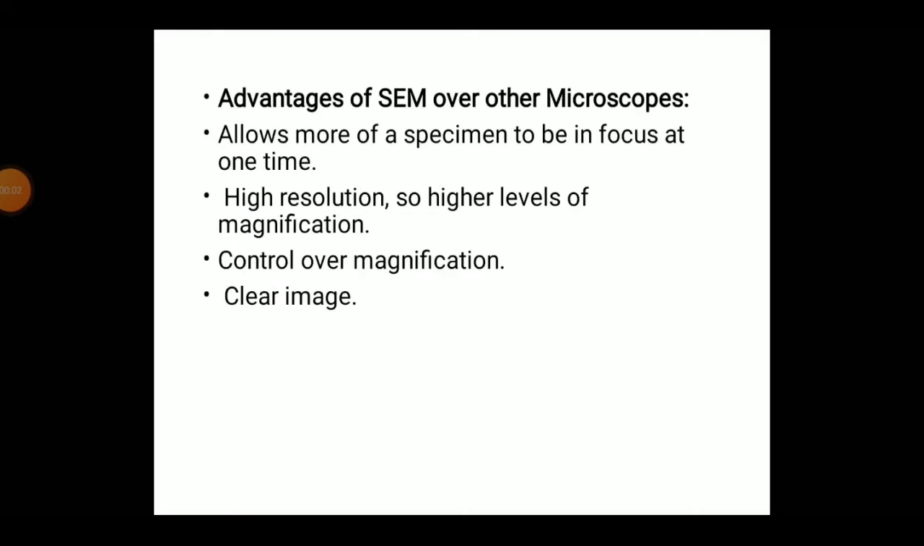Next we'll look into the advantages of SEM or scanning electron microscope over other microscopes. The first advantage is that it allows more of a specimen to be in focus at one time. The next advantage is that it will give you higher resolution, so closely spaced specimens can be magnified at much higher levels of magnification. So you will get a magnified image. Third, you have control over the magnification of your specimen image. And the fourth one is that you will get a clear image on magnification. So these are the four advantages of SEM over the other microscopes.